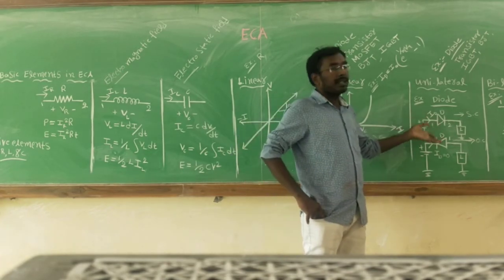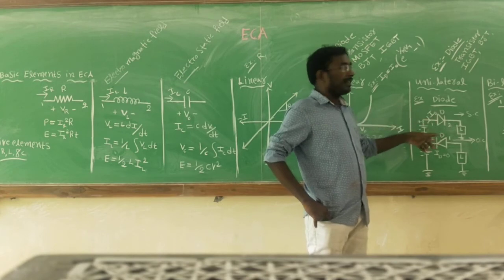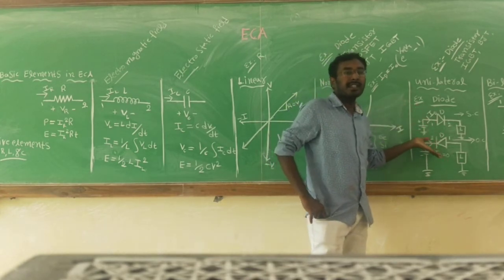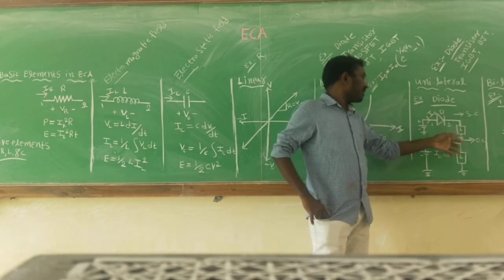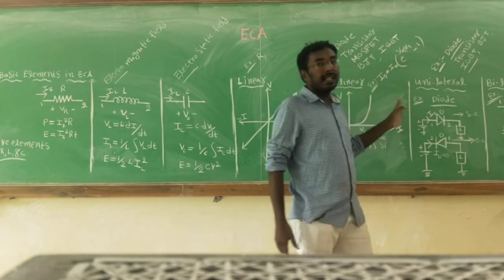Only one direction allows current, so that means it is a unilateral device. The diode is called a unilateral device, allowing the current in only one direction and not allowing the current in the other direction. So this is called unilateral.